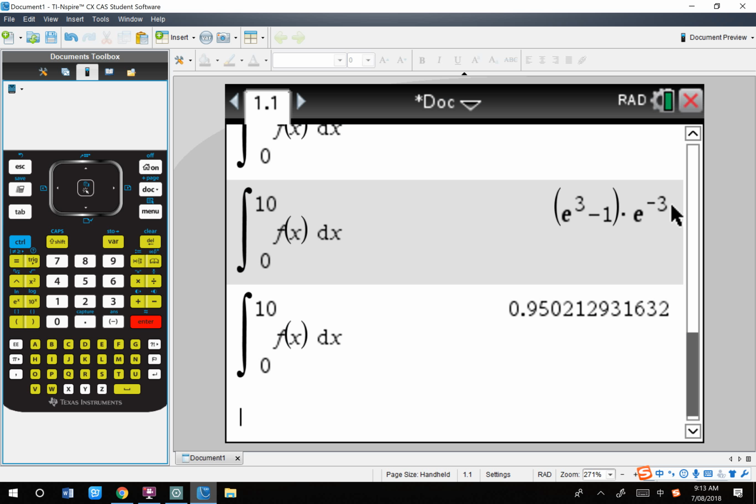So if you expand the formula, e to the 3 times e to the negative 3 is 1, and e to the power minus 3 is 1 over e to the power 3. So it's 1 minus 1 over e to the power 3. From 0 to 10 gives you approximately 95%.